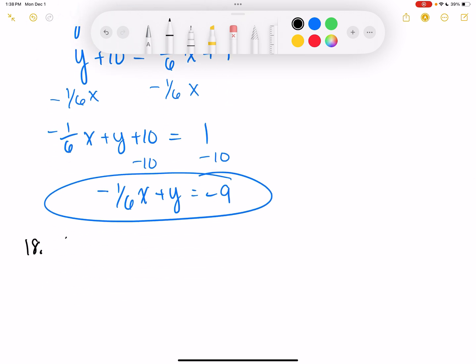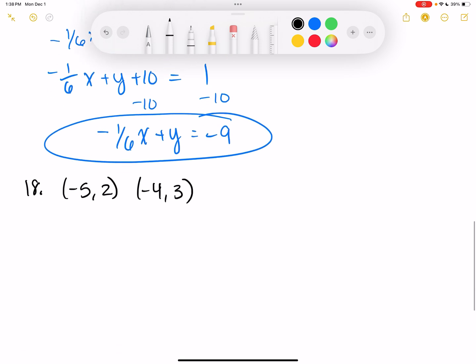18. -5, 2, and -4, 3. All right, so this time they gave me 2 points. That means I need to find slope. So y2 minus y1 over x2 minus x1. So I have 3 minus 2 over -4 minus a -5, so that's going to be plus 5. So I end up with 1 over 1, which is just 1.